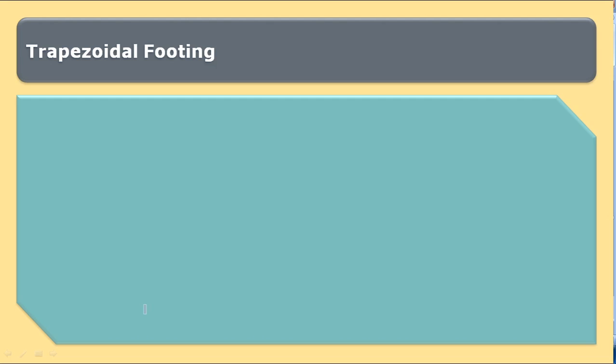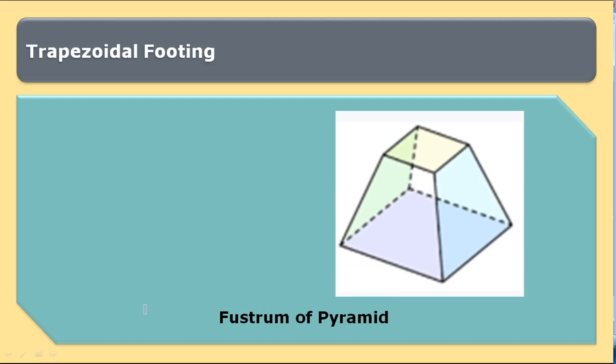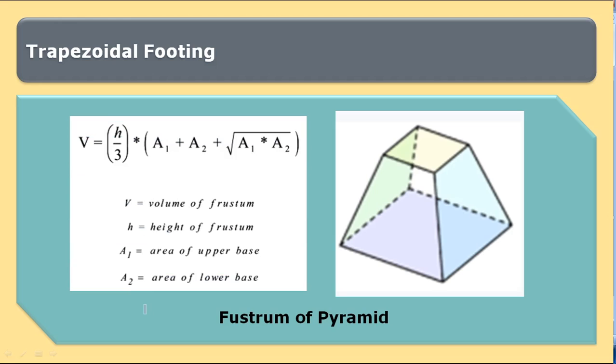quantity of trapezoidal footing. The quantity of trapezoidal footing is calculated based on the principle of frustum of a pyramid, and the volume of frustum of pyramid is calculated using the equation V equal to h by 3 into (a1 plus a2 plus under root a1 into a2). A1 is the area of the upper base, a2 is the area at the bottom base, and h is the height between the two bases.